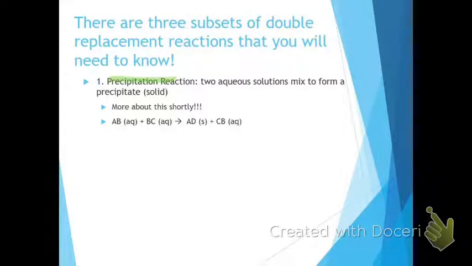In a precipitation reaction, we have two aqueous solutions mixing to form that precipitate or that solid. So we can see here in our double replacement, one of those products was a solid, aka the precipitate. The next video is going to go much deeper into precipitation reactions and net ionics.